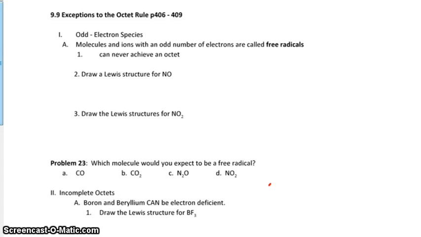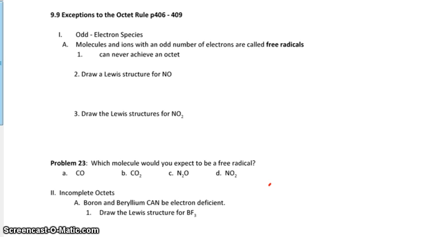AP Chemsters, this is Mrs. Vanderwey for the last installment of Chapter 9's Blank Wall series. If you recall, I told you earlier that Section 9.10 will actually be done in class on Tuesday, so this is the last one. Section 9.9 is all about the exceptions to the octet rule.